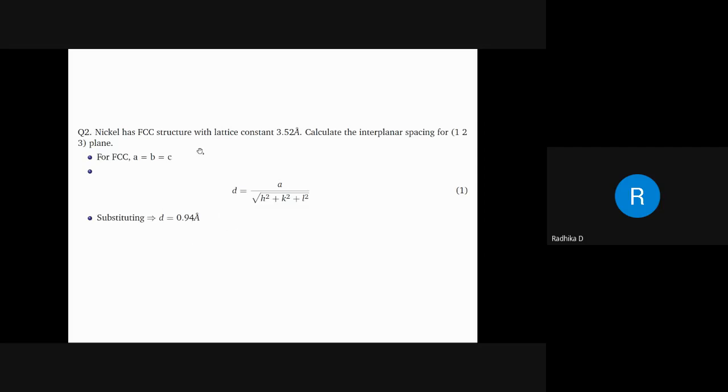This was a pretty simple question. Value of a is 3.52 angstrom. And then you will substitute 3.52 angstrom divided by square root of h square, that is 1 square, plus 2 square plus 3 square. So 1 plus 4 plus 9, that means square root of 14. So 3.52 angstrom divided by square root of 14, you will end up getting this value, 0.94 angstrom.